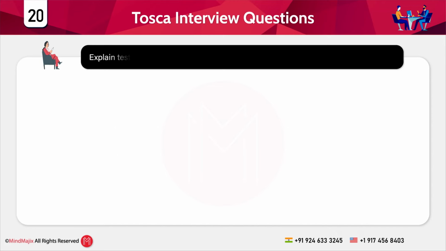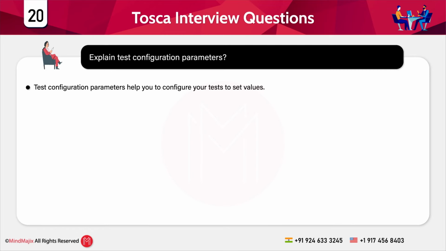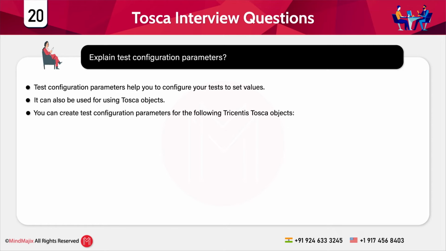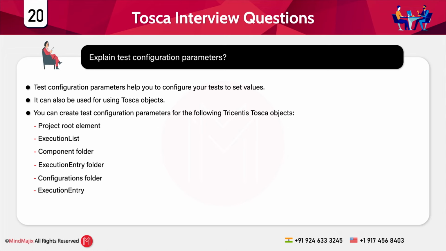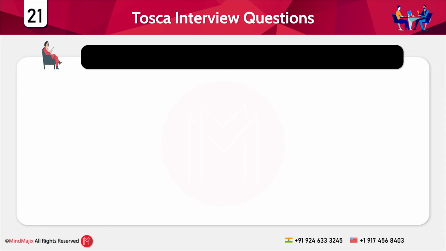The next question is, explain the various test configuration parameters. Test configuration parameters help you configure your tests to set values. They can also be used for using Tosca objects. You can create test configuration parameters by using various Tosca objects such as project root element, execution list, component folder, execution entry folder, configurations folder, execution entry, test case folder, ScratchBook, test case design folder, execution list folder, and so on. The next question is, explain string operations.